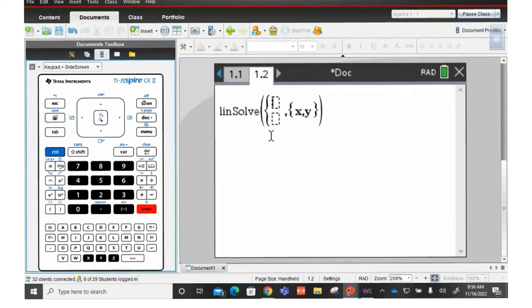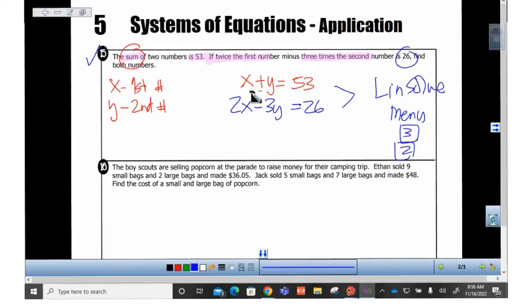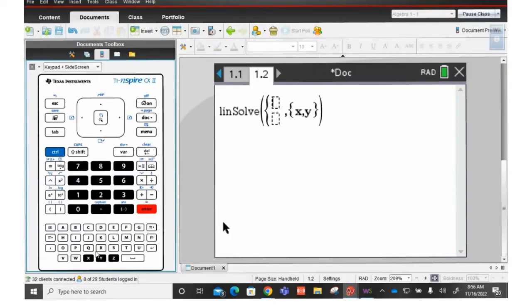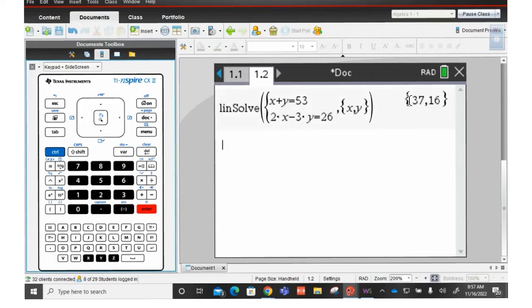Okay, number of equations must be 2. So the first equation, x plus y equals 53, goes in the first box. Then scroll down and type the second equation, 2x minus 3y equals 26. Okay, hit enter and that gives us the solution set.